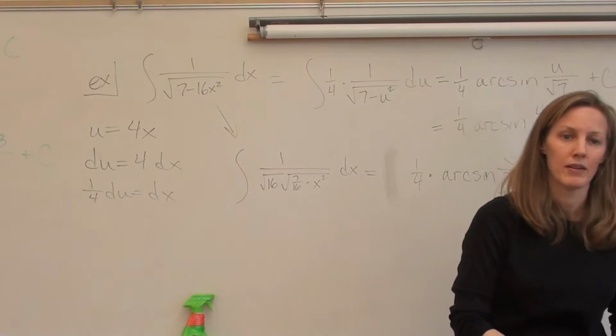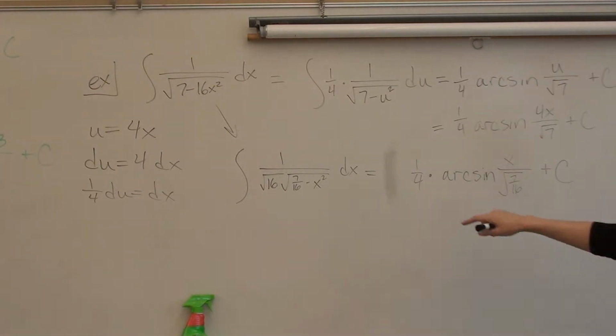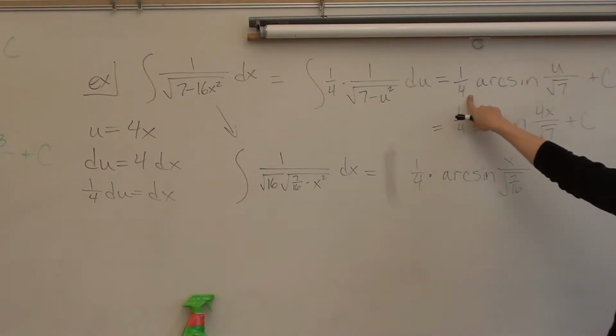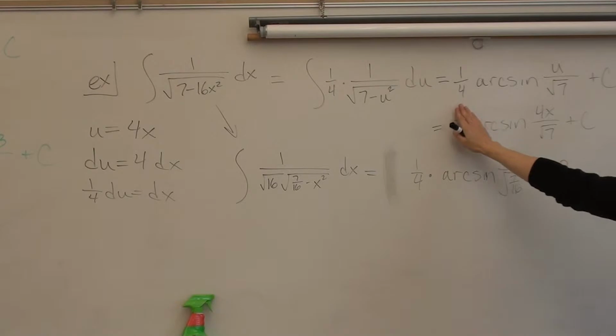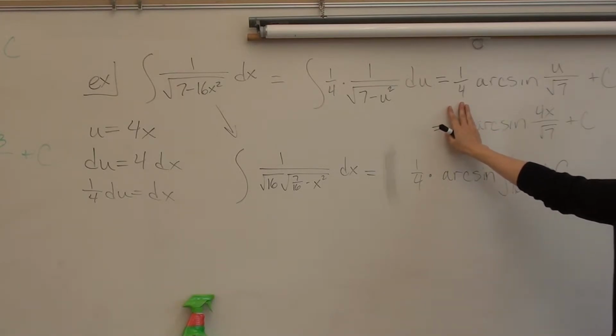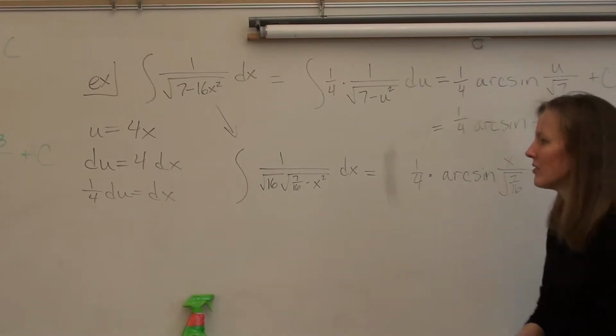Yes? If it's just a coefficient, can you not just say that 4x is your a and just plug in 4x into the equation? But the problem is if you had that, you wouldn't have the correct coefficient, the 1/4 in the beginning. If you just put a 4x over root 7, you'd be off by that 1/4. That's why whenever there's a coefficient, you have to do a U-sub, because you always have to divide out that coefficient.